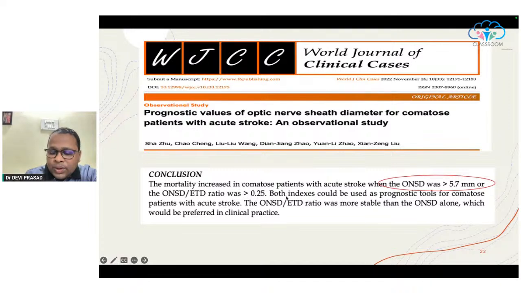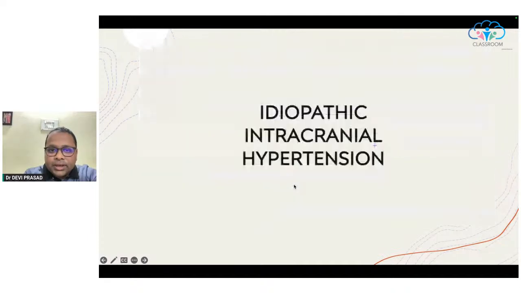And they concluded that both the indices could be used as prognostic tools for comatose patients with acute stroke. As far as the comparison between the individual parameters is concerned, the ONSD to ETD ratio was more stable than ONSD alone, which would be preferred in clinical practice.